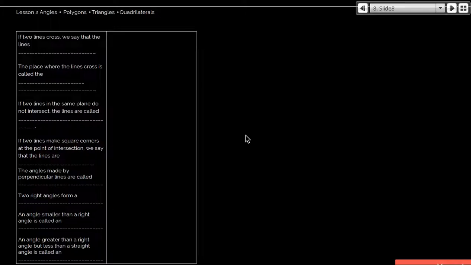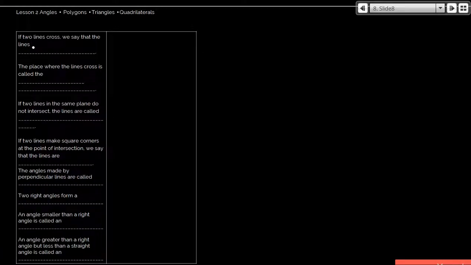This is all in your book. You don't have to copy this down. If you were in class, I would be giving you this handout, so you would just be filling in the blanks. So just try to understand the concepts. And you can look in your book if you want to look anything up. So let's start with the first one.